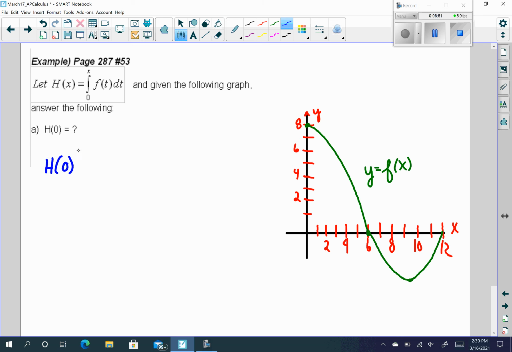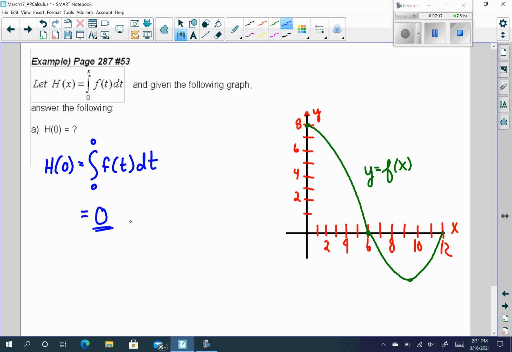So h of 0, x is 0, so now this just becomes the integral from 0 to 0 of f of t dt. Now, if this were any other number, we would have to do a little bit more, but because the limits of integration match, that was a property, wasn't it? So what will this turn out to be? Just 0. So part A was nice and easy.